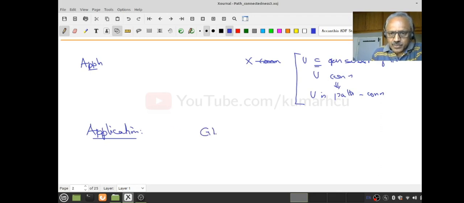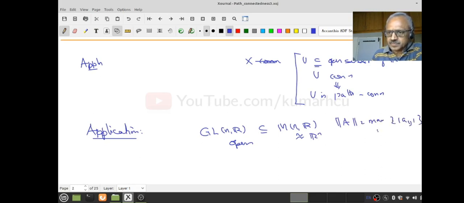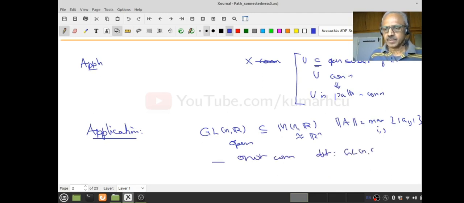You may remember we proved GL_n(R), the set of invertible matrices, as a subset of M_n(R), is an open set in R^(n squared), where the topology on the norm of A could be any one of the topologies, maximum of |a_ij|, etc. We also showed this is open but not connected. Why is it not connected? If I look at the determinant function from GL_n(R) to R, the image is R star. This is not connected, therefore this is not.